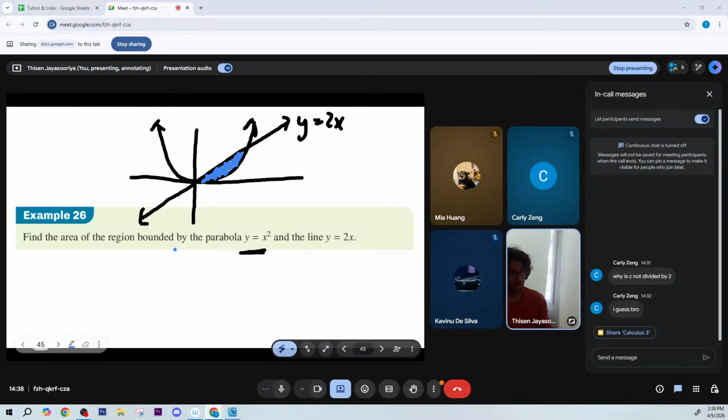So here is the integral that I type. First, I have to figure out what my boundary points are, and it's essentially where they intersect each other. That's where I'm going to be integrating from. So how do I find when they intersect each other, Carly? How do I find when two graphs intersect each other?